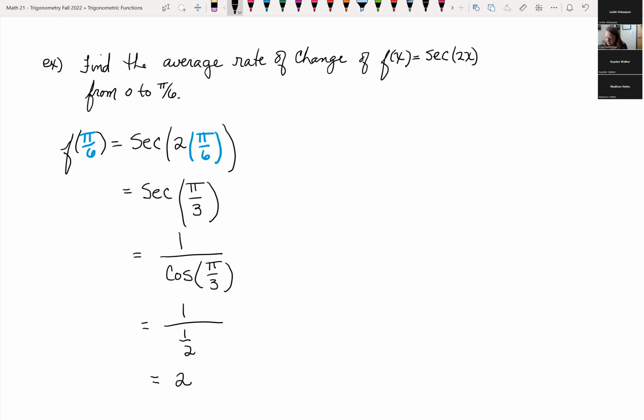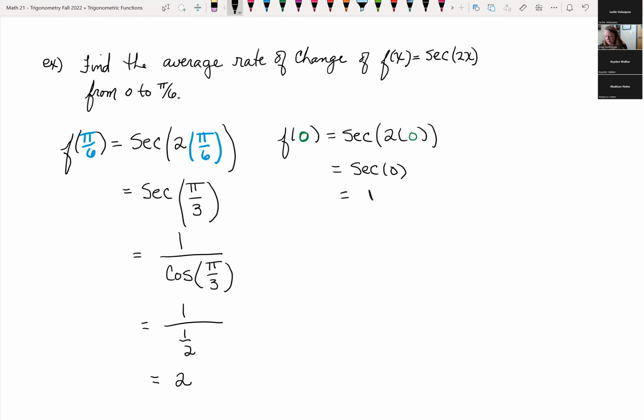Now let's look at f of 0. So going in and plugging in 0 wherever we see an x, we have secant of 2 times 0, which is secant of 0. Cosine of 0, I know, is 1. So we have 1 over 1, which gives us 1.